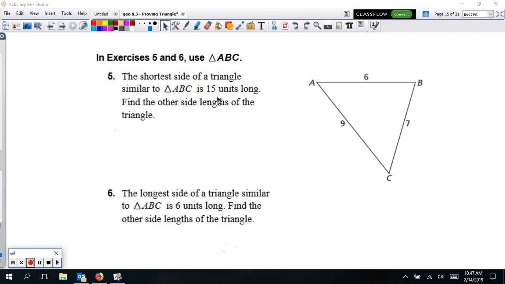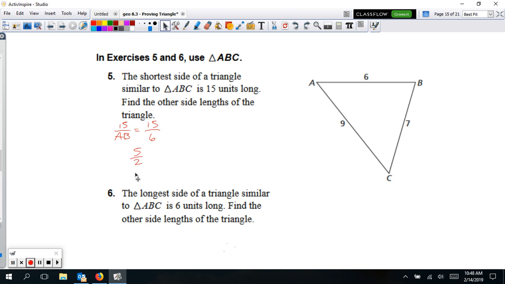Since it does say that it's similar, that means the corresponding side lengths would be proportional. So we're going to start with figuring out the corresponding side lengths, maybe figuring out the scale factor really. We're looking for the shortest side out of these three, and that would be 6. So we're going to start with AB right there. 15, the shortest side of this triangle, is going to be over the shortest side of our triangle here. We know AB is 6, so we plug that in, 15 over 6, and reduce that fraction by 3, and that gives us 5 over 2. So the scale factor would be 5 over 2.